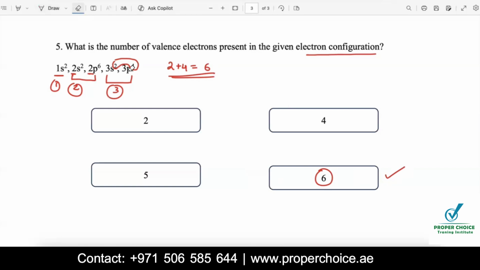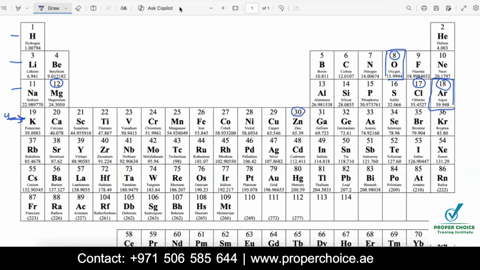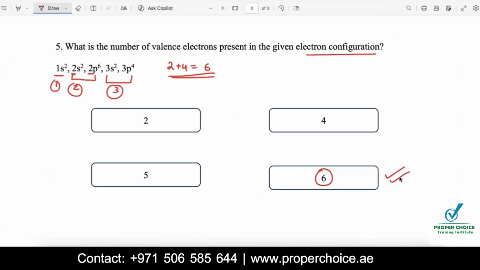This is the number of valence electrons that the given element has. Can you tell me which element we are talking about? Add up: 2 plus 2 is 4, 4 plus 6 is 10, 10 plus 2 is 12, 12 plus 4 is 16. We are talking about the element whose atomic number is 16, and that is sulfur. Sulfur has a valency of 6. Like oxygen, sulfur, selenium, they all have a valency of 6. So this is how you can recognize it. Okay, so that's about option D.